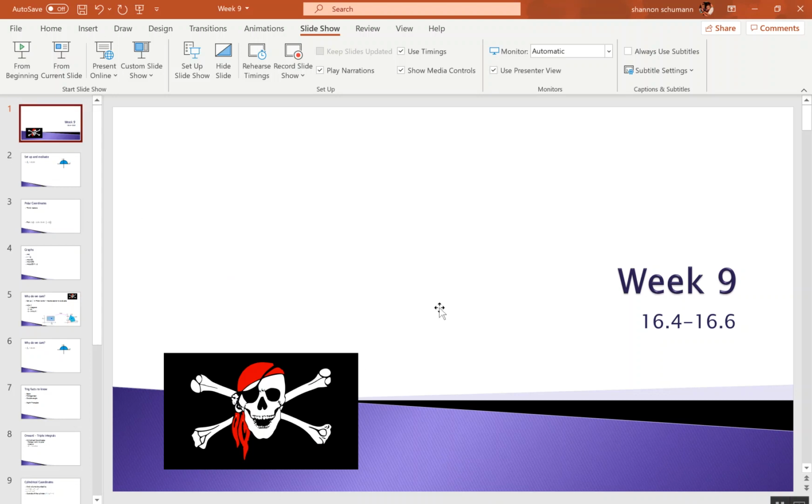There's a reason that skull and crossbones, Jolly Roger, is there. Okay, mateys, we'll see how that comes into play later on. So let's get started.